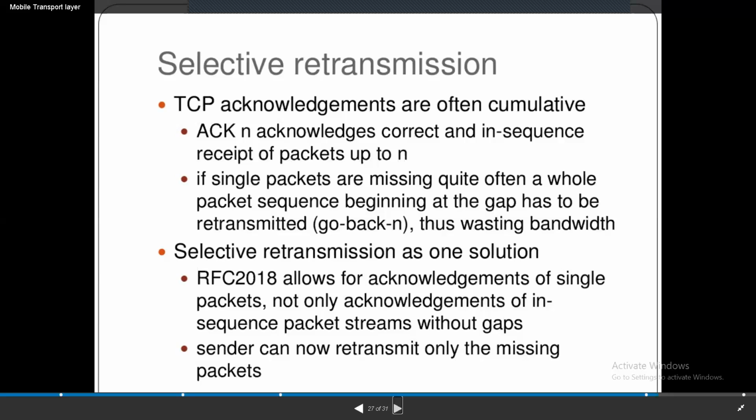Out of 10 packets, if the 4th packet is lost, what do we do? We have to retransmit again from 4 to 10. That is in the conventional TCP. In this retransmission, see my point here: if a single packet is missing, quite often a whole packet sequence beginning at the gap has to be retransmitted.